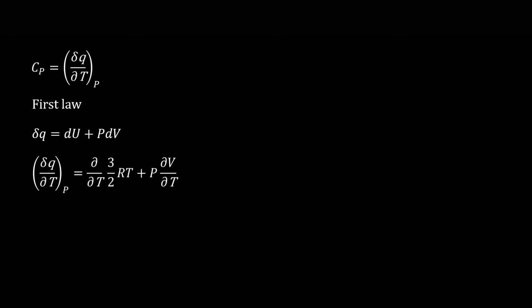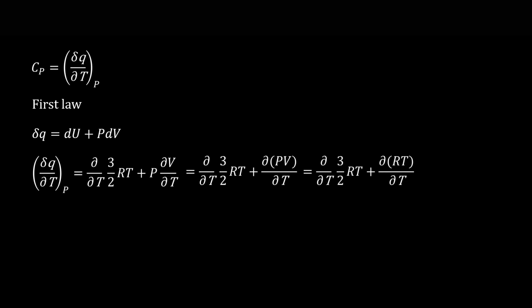Let's do something similar starting from Cp. Substitute the formula for U. Since P is constant, it doesn't make any difference if we take it to the inside of derivative. Substitute PV equals RT. Again, we are talking about molar quantity here, so no need to bother about N. So Cp is 5 halves of R.